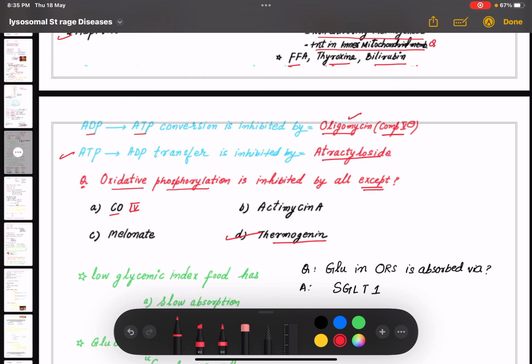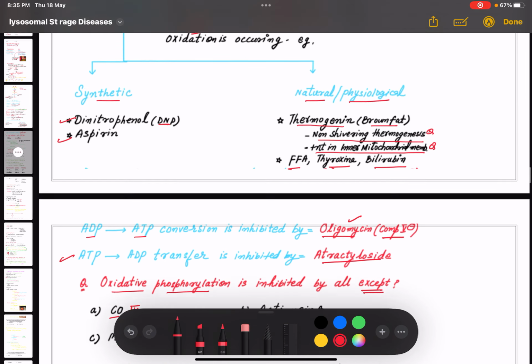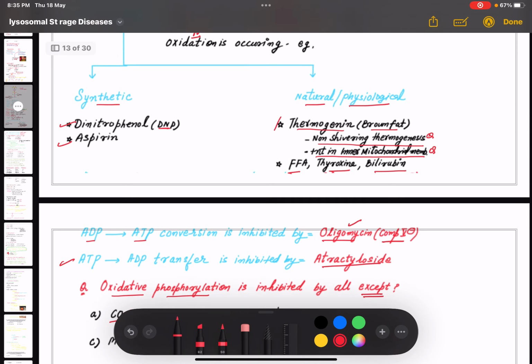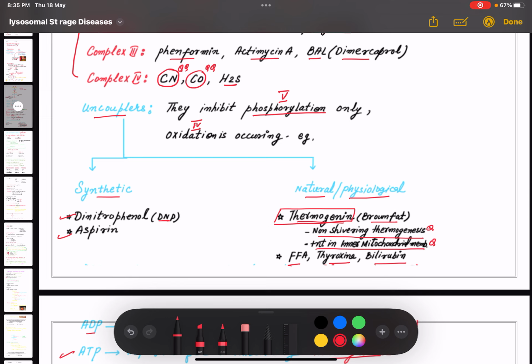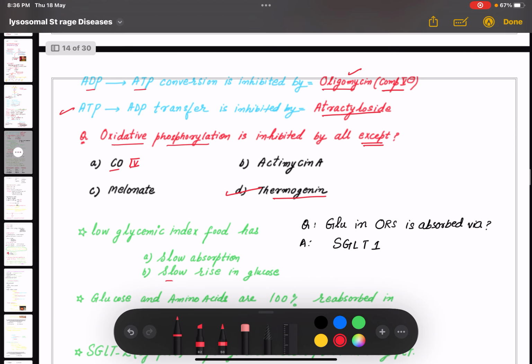Why? Because thermogenin is a natural uncoupler. I have told you that it is a natural uncoupler. What is the definition of an uncoupler? They inhibit only phosphorylation, it means step 5, but the oxidation is occurring. That's why the answer will be thermogenin. Thermogenin only inhibits phosphorylation. It does not inhibit oxidation.